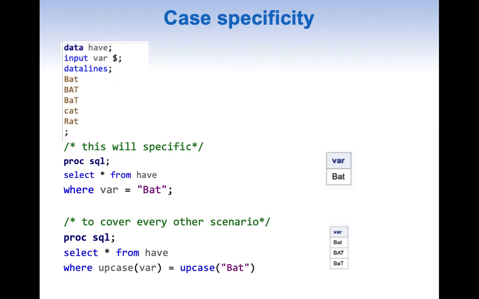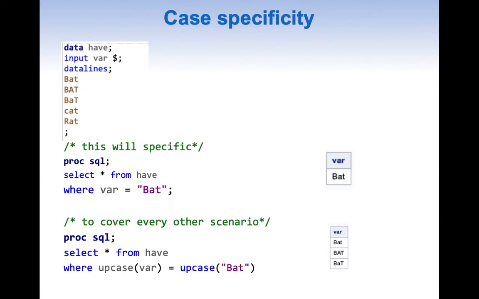Now let us go into a little bit more detail about case specificity and how we can solve this problem. Here we are going to create a new data set, data have, with values of bat in different cases. That is, in the first row, bat is in proper case. In the second row, bat is in upcase. In the third row, it's in mixed case. So if you want to pick up the row where var equal to BAT with B in capital, that is proper case, we will get only one record. So it is very case specific.